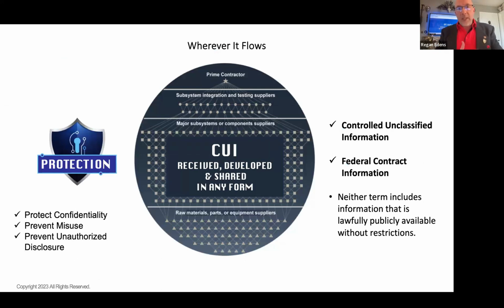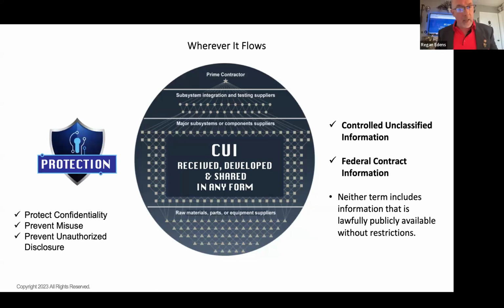So CUI must be protected. Controlled unclassified information must be protected. Its confidentiality must be preserved, it must be prevented from being misused, and it must be prevented from unauthorized disclosure. That means that you are between a rock and a hard place. You have CUI in your environment right now.